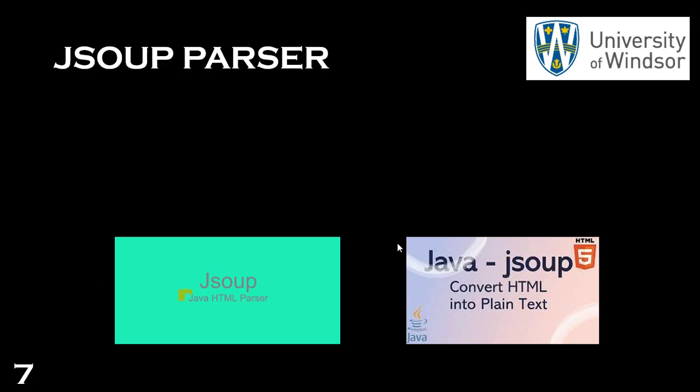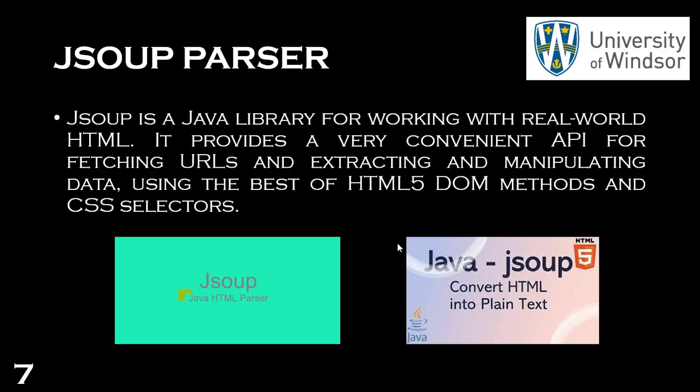Now, here we have the Jsoup parser, which is employed by the web crawler. So what is it about? Jsoup is a Java library for working with real-world HTML. It provides a variety of convenient APIs for fetching URLs and extracting and manipulating data using the best of HTML5 DOM methods and CSS selectors. So basically, it is employed by the web crawler to perform a set of functionalities.